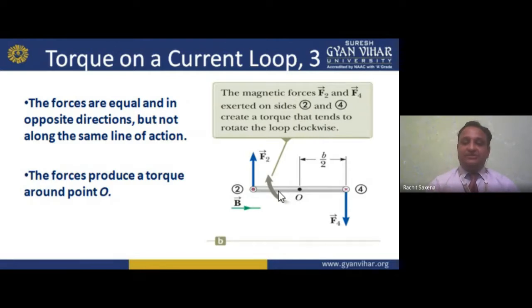So it tries to rotate the loop. Into which direction, my dear students? Clockwise. So the force produces a torque around point O here. There is a difference in position, and due to O we will find the torque, and due to the torque it will start rotating like this, in the clockwise direction. I hope you understand.